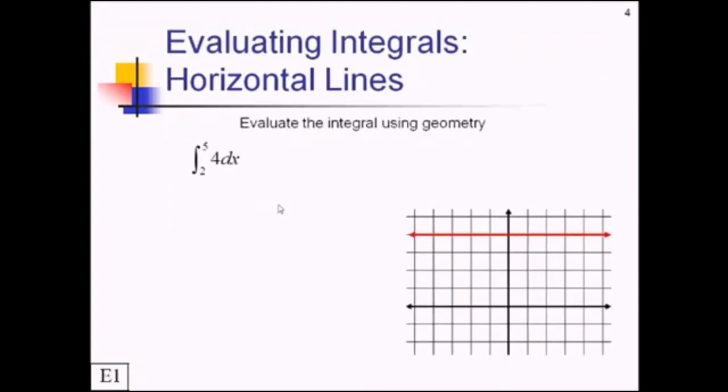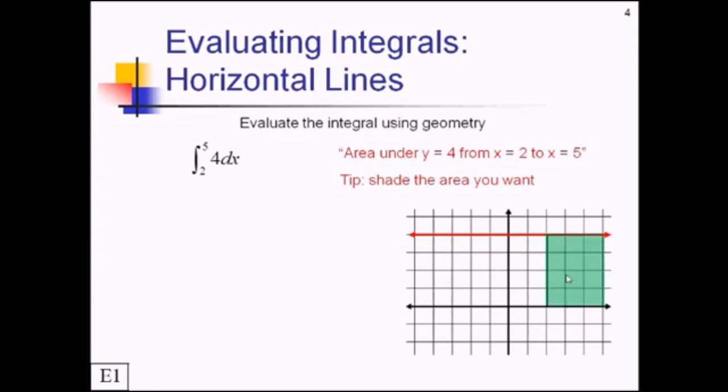So here we go with our very first definite integral example. When I ask for the definite integral from 2 to 5 of 4 dx, I am asking for the area under y equals whatever this is, 4 in this case, from x equals 2 to x equals 5. So a good way to start these, if you have a graph already drawn, is to shade the area that you're looking for. So we're going from 2, so here's the vertical line at x equals 2, to 5. So we want this rectangular area in between.